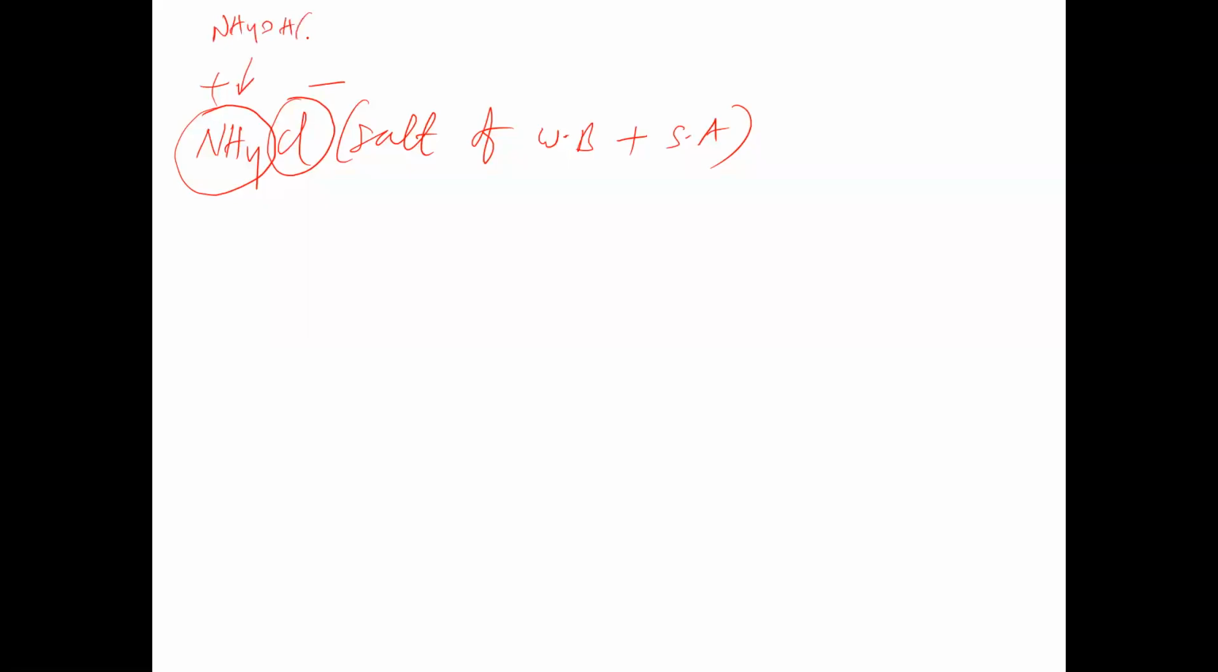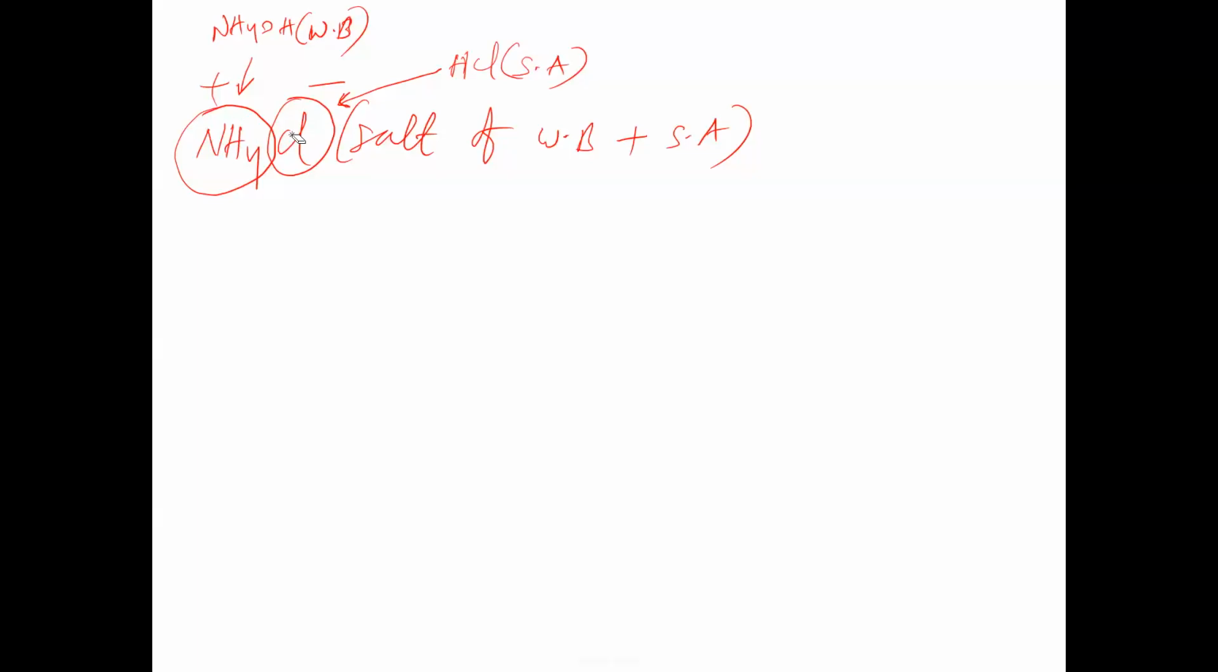NH4OH is a weak base, right? Then this anion comes from where? HCl. HCl means what? Strong acid. So it is a salt of what? NH4Cl is the salt of a weak base and a strong acid.